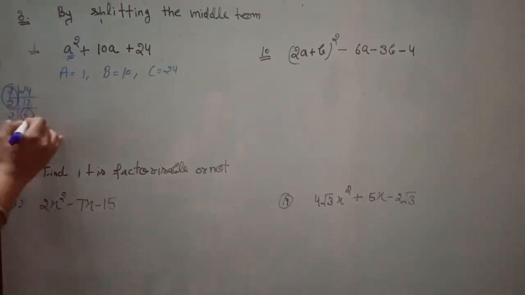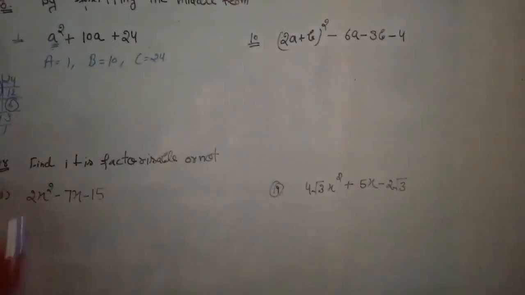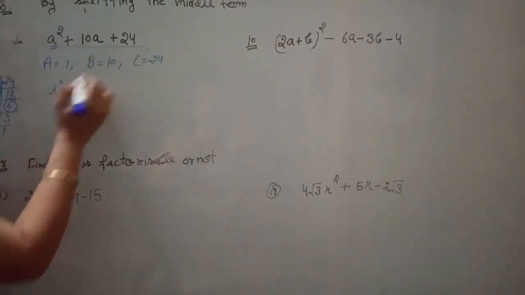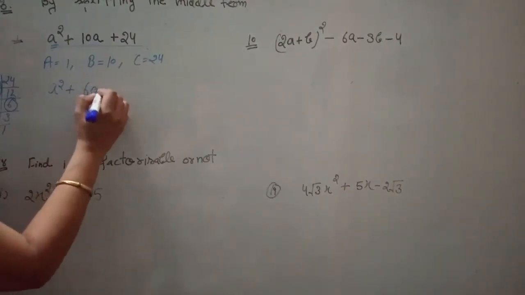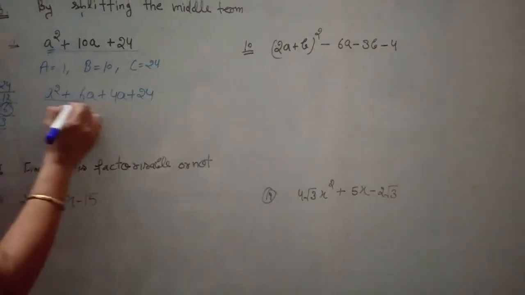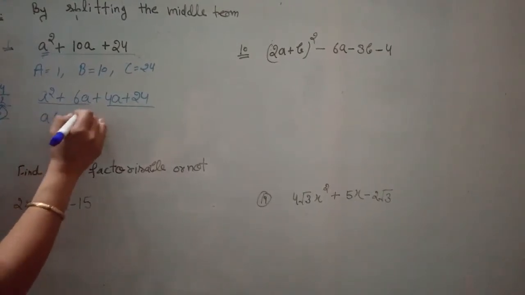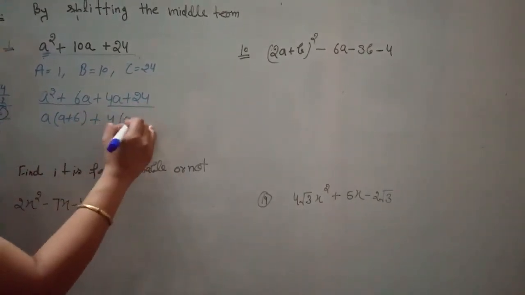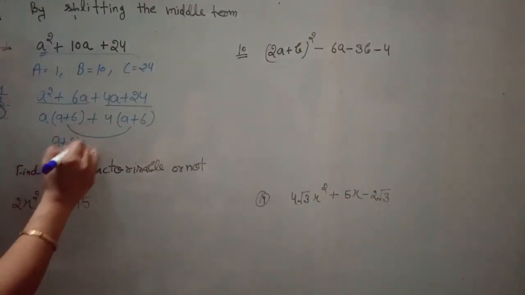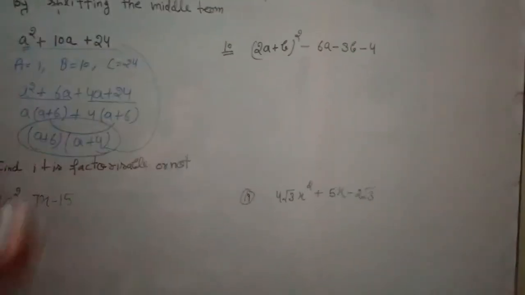Multiplying, 4 and 6 give 24. We take 2 parts of 10, 6 and 4. Then we write this expression a square plus, in place of 10a, 6a plus 4a plus 24. Clear? Then first 2 terms, next 2 terms by grouping. There is common a, then a plus 6. Again there is common 4, then a plus 6. Again a plus 6 is common, then there is a plus 4. These two are the factors of this expression.